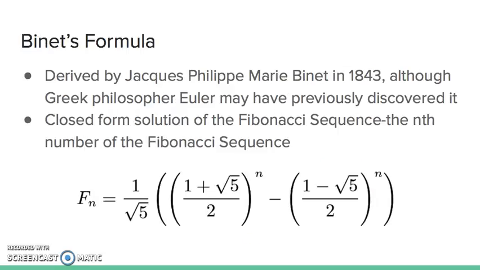Binet's formula was derived by Jacques-Philippe-Marie Binet in 1843, and although the Swiss mathematician Euler may have discovered it previously, it's the closed form solution of the Fibonacci sequence, which basically means that you can find the term, or the nth term, of the Fibonacci sequence by plugging it into the formula.